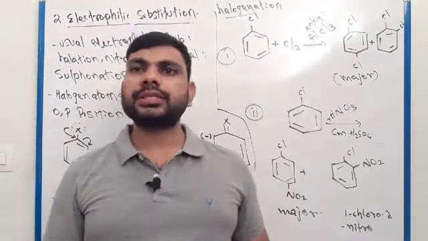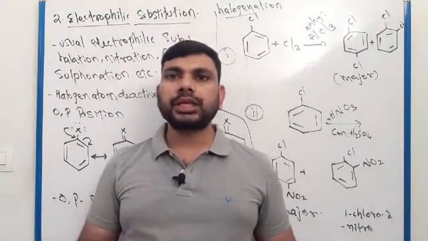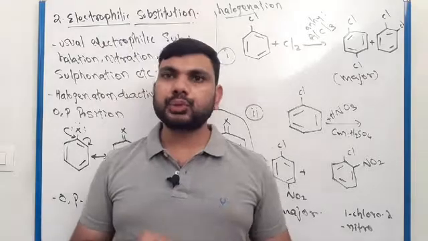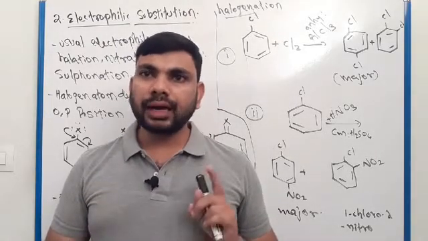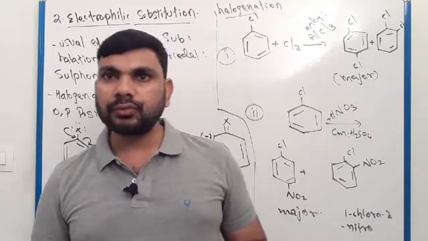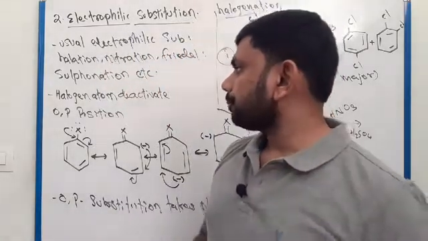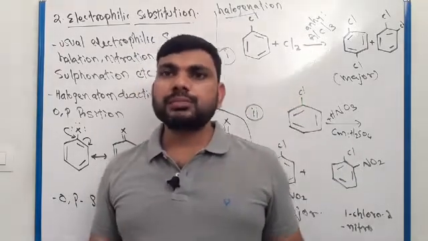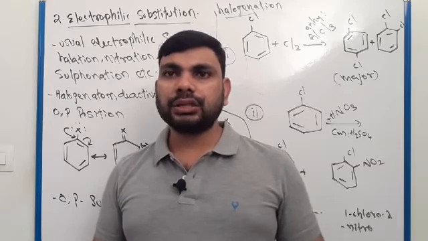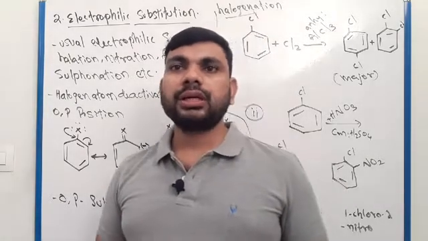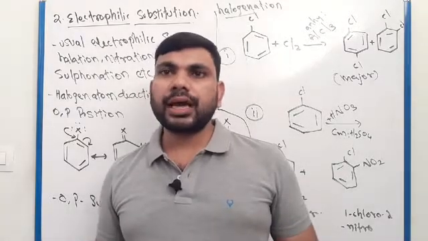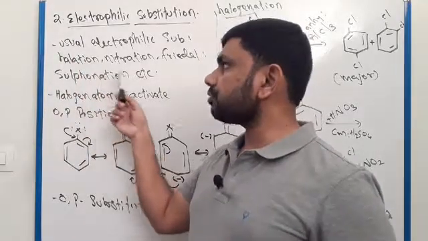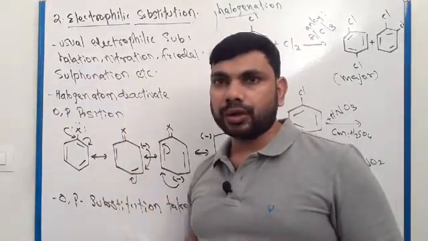Next we have to discuss electrophilic substitution reaction. Reactions of haloarenes, reaction 2, electrophilic substitution reaction. See here, electrophilic substitution reaction. We know electrophilic substitution of benzene: halogenation, nitration, sulfonation, Friedel-Crafts reaction. These are examples of electrophilic substitution. This type of substitution reaction also takes place in haloarenes.